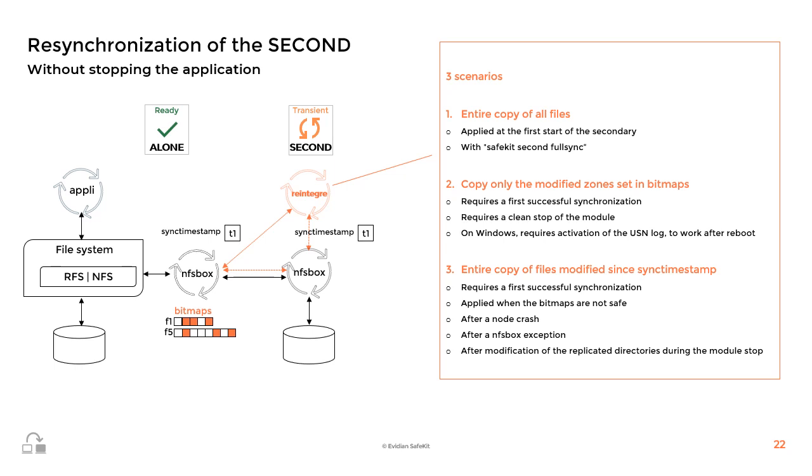Second, there is the copy of only the modified zone set in bitmaps. This requires a first successful synchronization and a clean stop of the module. On Windows, it also requires the activation of the USN log to work after a reboot. Third, there is the entire copy of files modified since the sync timestamp. It also requires a first successful synchronization. This method is used when the bitmaps are not safe, such as after a node crash, an NFS box exception, or modifications of the replicated directories during a module stop.